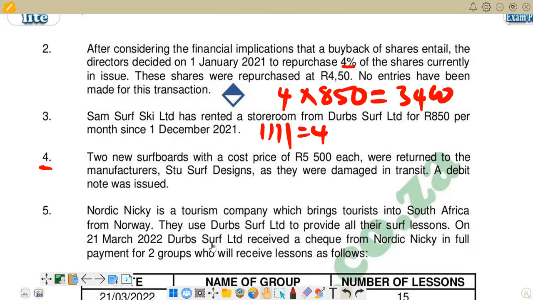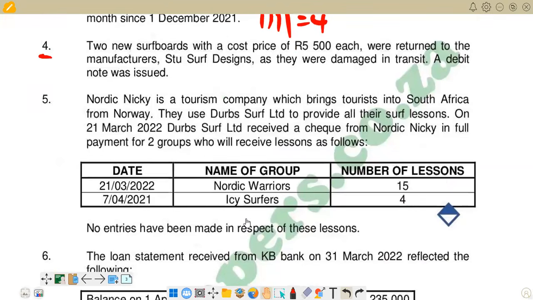So what it means, the one that was receiving lessons from Deb Safe is Nordic Nikki, but we have got another company that is appearing there on that one, and you see the date of the lessons is 7/04/2021, which means it's after the year end. So it means these lessons are going to take place after the year end. So the payment that is going to be made for this 4 is going to be a prepayment.